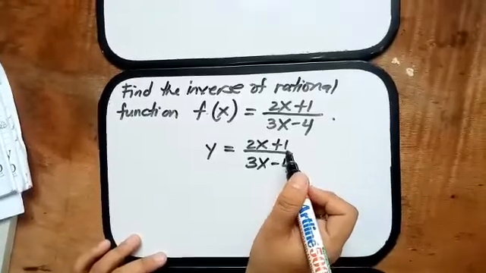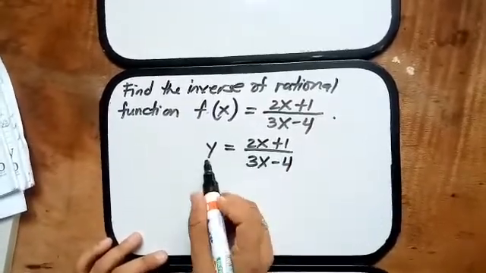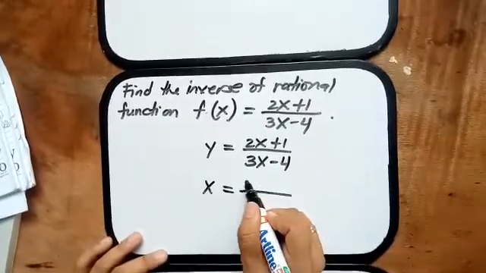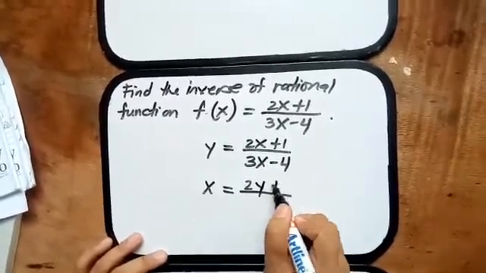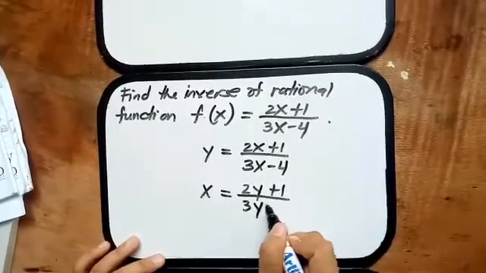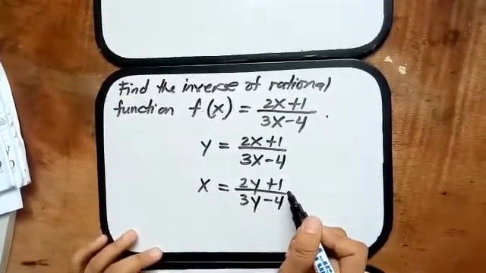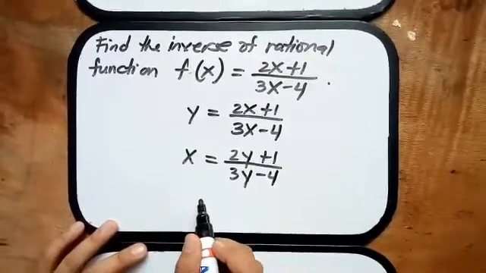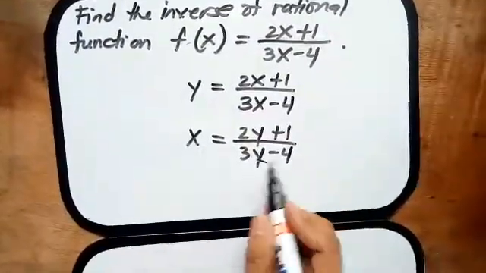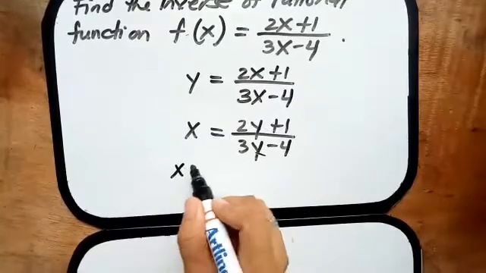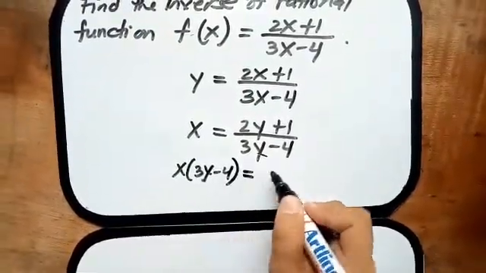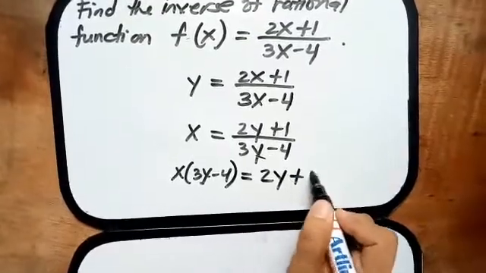Then interchange the x and the y variables. So y will become x. Then the x will become y. So 3y minus 4. And last, solve for y in terms of x. To do that, we can use cross multiplication. So x times 3y minus 4 is equal to 2y plus 1.